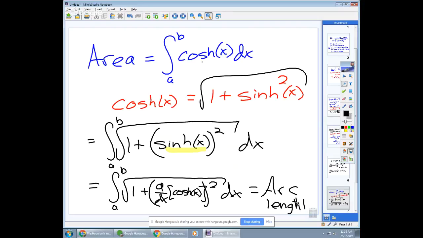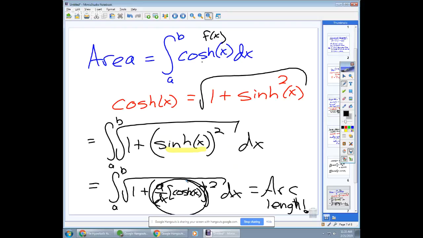Because that's the arc length formula. Right? The arc length formula is the square root of 1 plus the derivative of the function squared. If this is f of x, that right there is f prime of x, which is the calculus version of the Pythagorean theorem. Isn't that crazy?